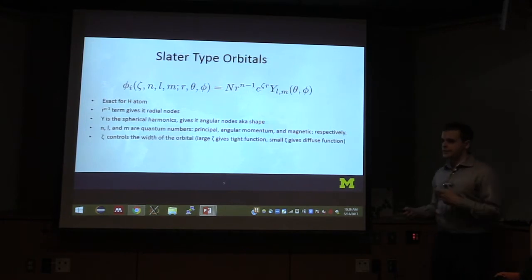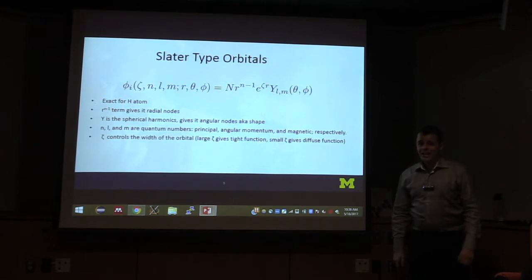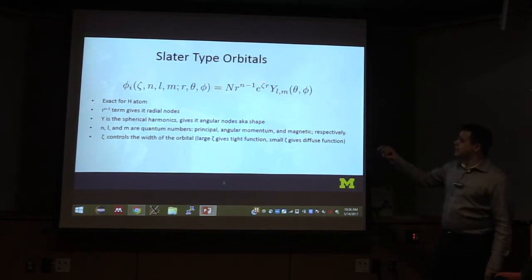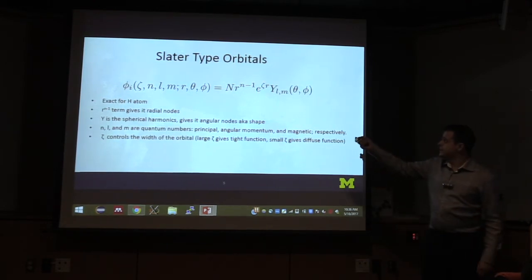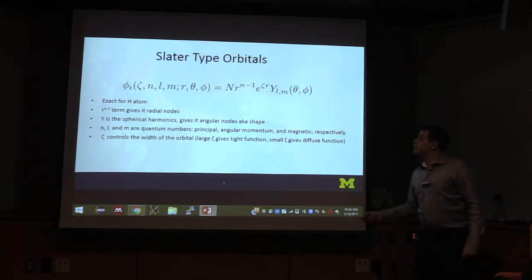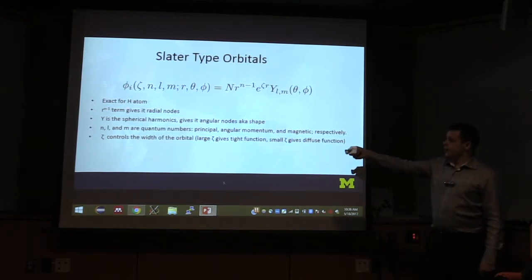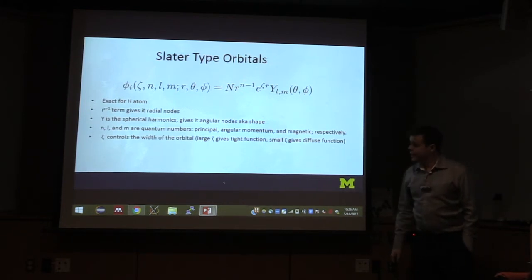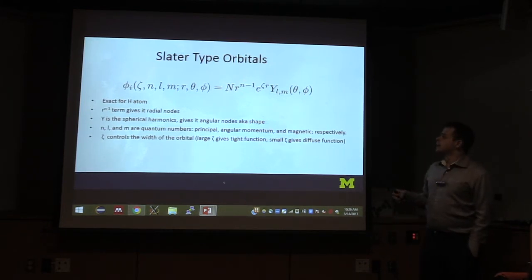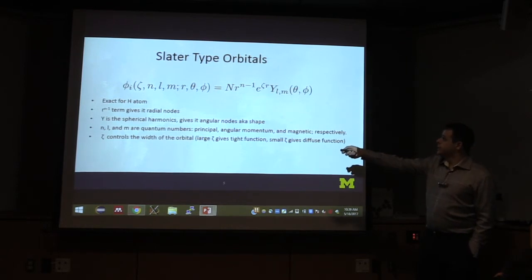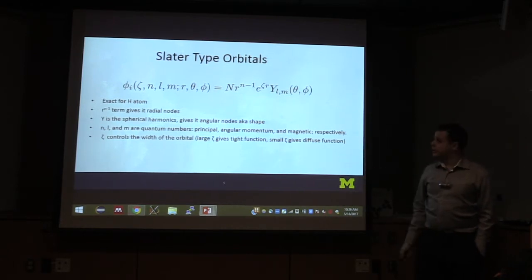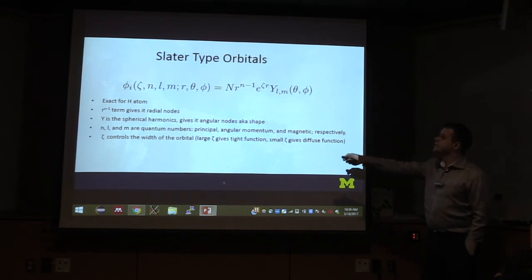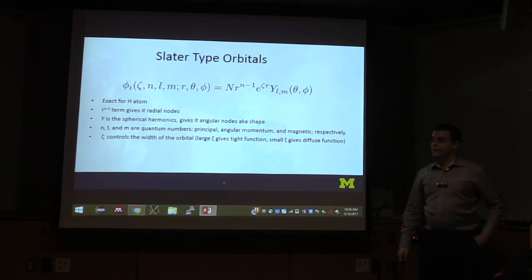There are many different choices for basis functions that we could choose. One particular choice are Slater type orbitals. Slater type orbitals are essentially just exponentially decaying functions. These Slater type orbitals are exact for the hydrogen atom. This R term out in front gives the basis function radial nodes. Y here is the spherical harmonic and gives it angular nodes. And n, l, and m are the quantum numbers for the atom.